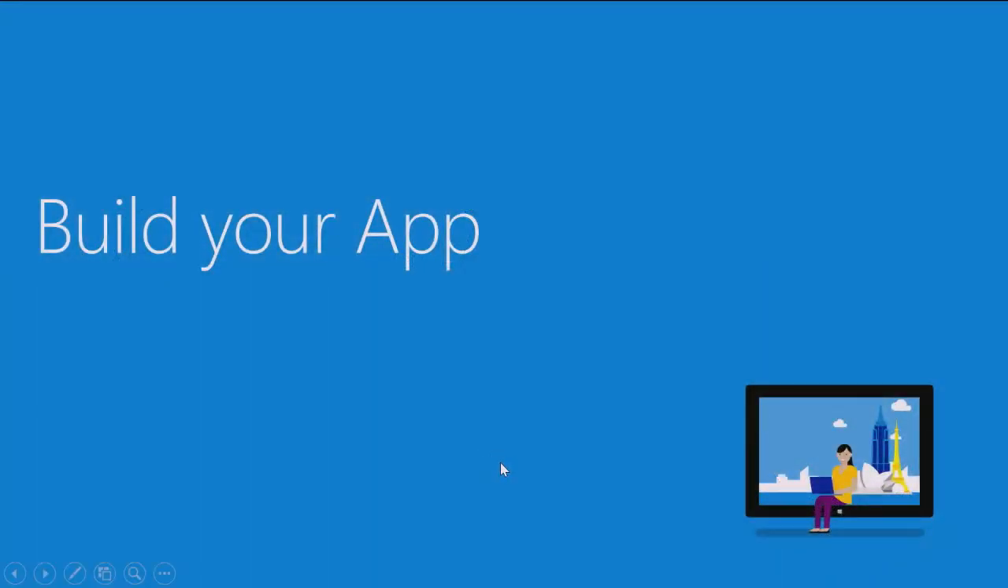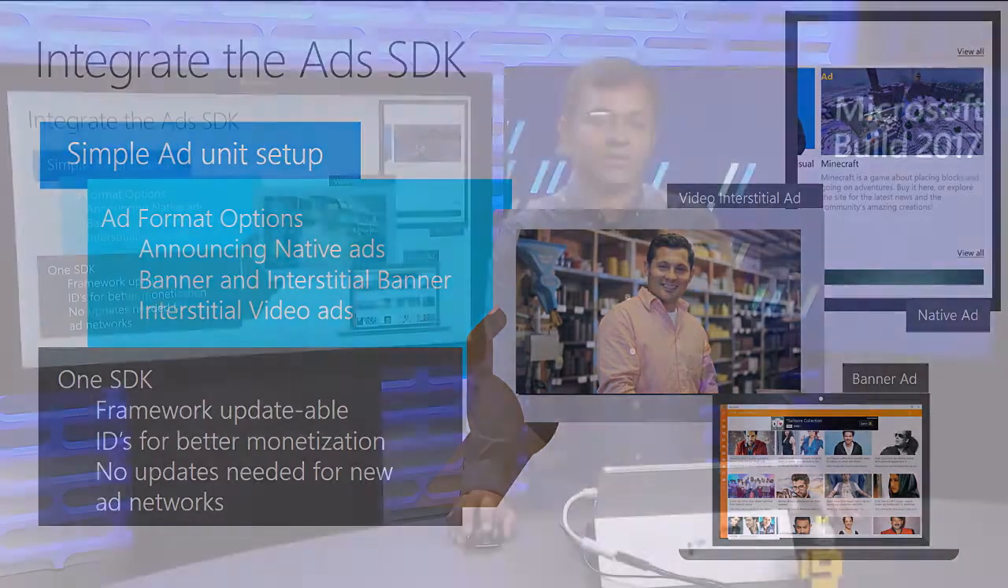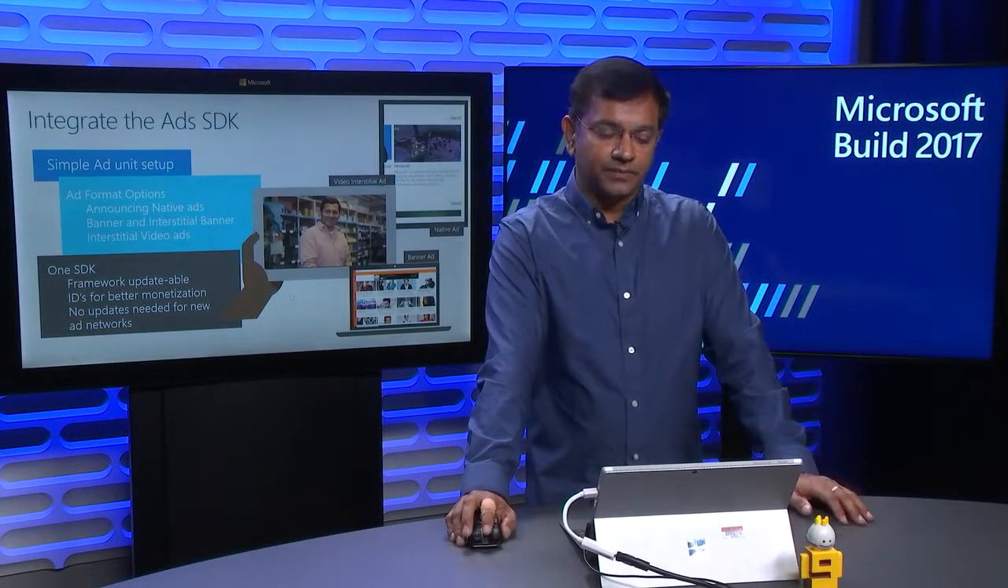So in the first phase, which is building your app, we offer the ads SDK. It's a very simple ad unit setup. If it's a banner, you can do a drag and drop in your Visual Studio. If it's native, video or interstitial, pretty straightforward, a few lines of code, and you should be able to bring your ads up. We have a lot of documentation that can help you there. I'll demo native for you in a bit. It's a very simple ad setup.